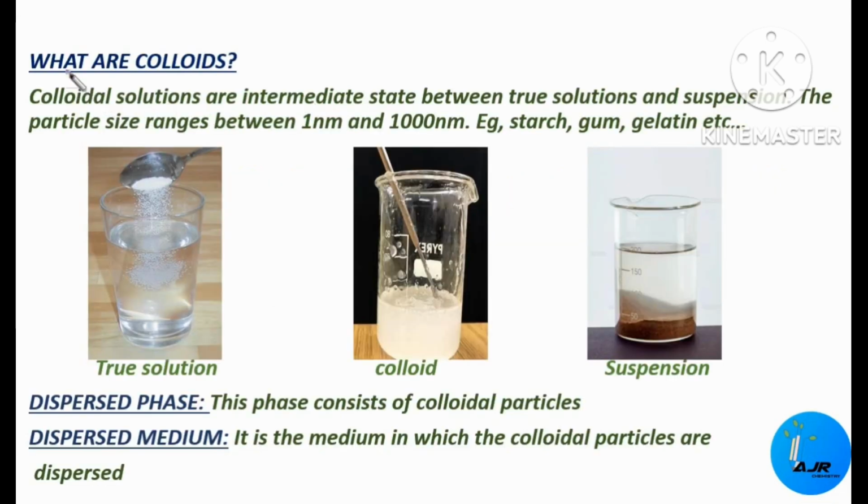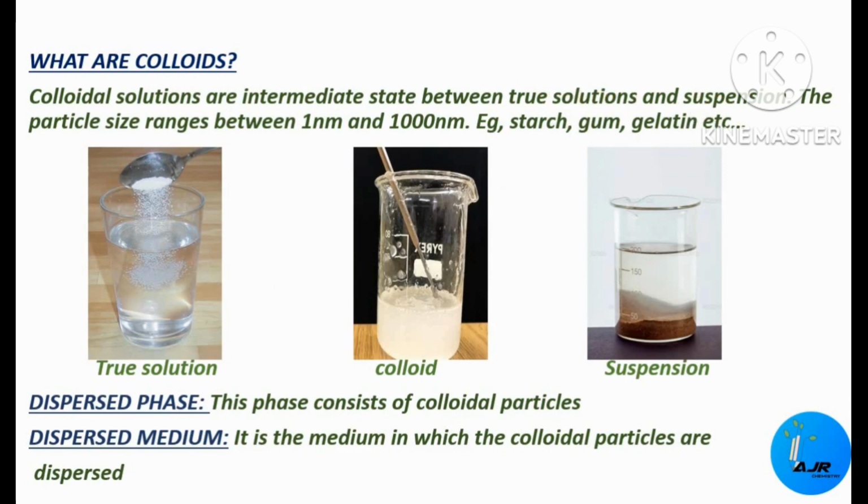Before going into the topic, I should teach you what colloids are. Colloids are solutions which are an intermediate state between true solutions and suspensions. The particle size of these colloidal solutions ranges between 1 nanometer and 1000 nanometer. Examples are starch, gum, gelatin, and many others. Before learning this, you should know what true solutions and suspensions are.